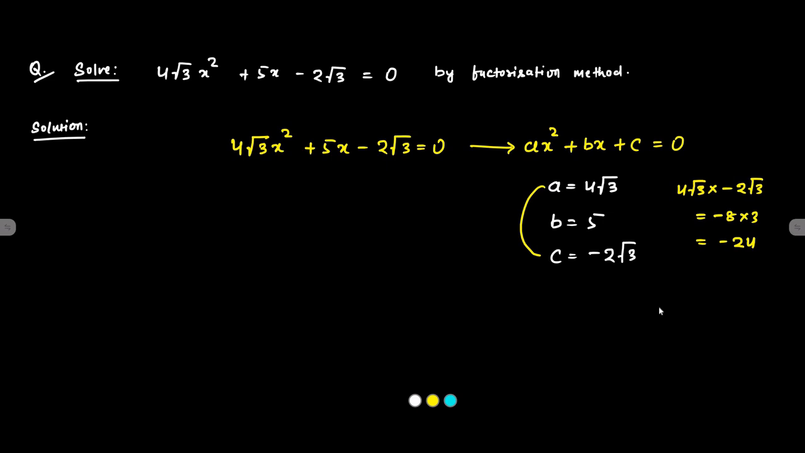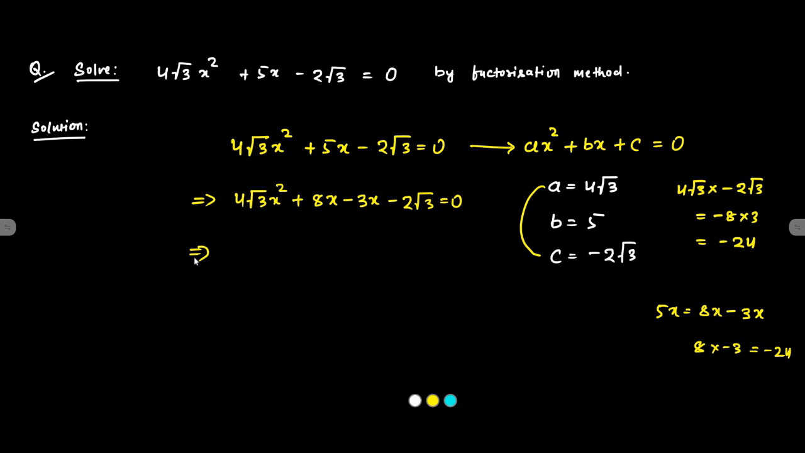So 5x we can split as 8x minus 3x. 8 into minus 3 is also equal to minus 24. So now we'll perform the split. That implies 4 root 3 x square plus 8x minus 3x minus 2 root 3 is equal to 0.